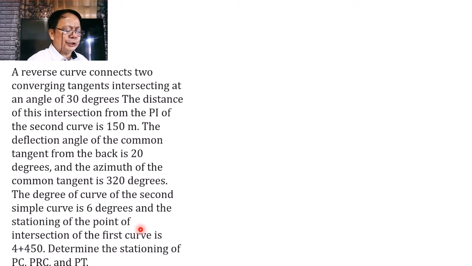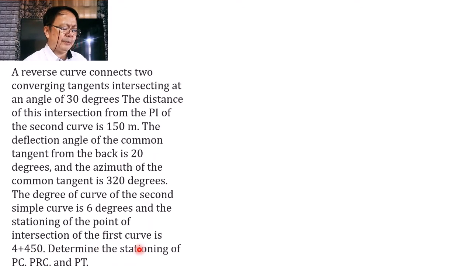Let us try to consider this problem. A reverse curvature connects two converging tangents intersecting at an angle of 30 degrees. The distance of this intersection from PI of the second curve is 150. The deflection angle of the common tangent from the back tangent is 20 degrees, and the azimuth of the common tangent is 320 degrees. The degree of the curve of the second curvature, or simple curvature, is 6 degrees, and the stationing of the point of the intersection of the first curve is 4 plus 450.